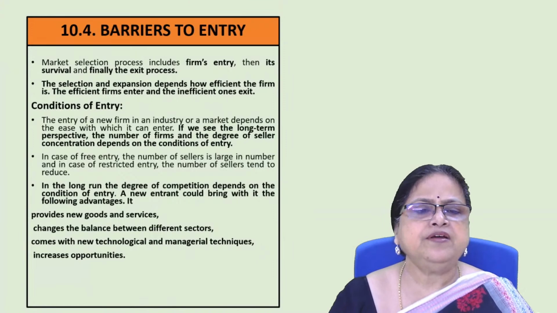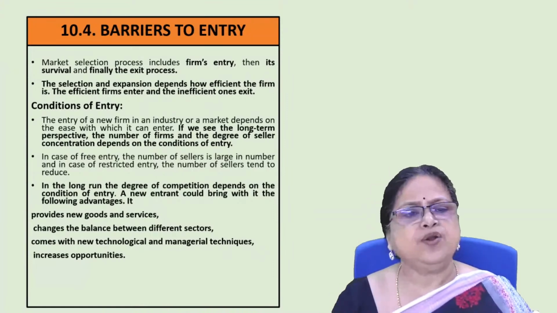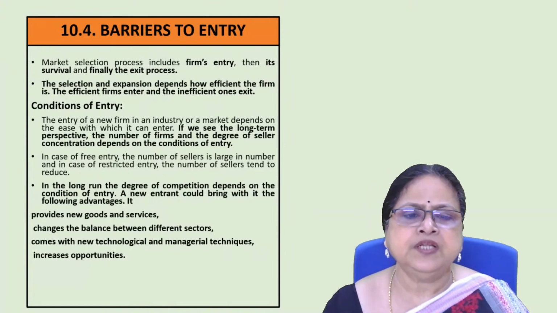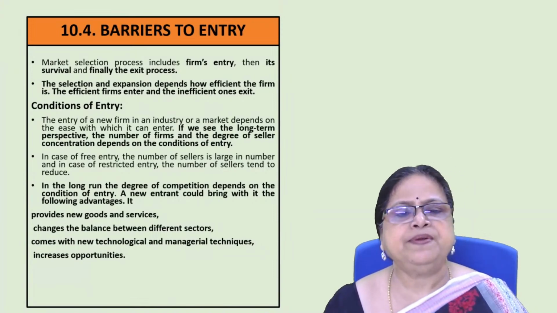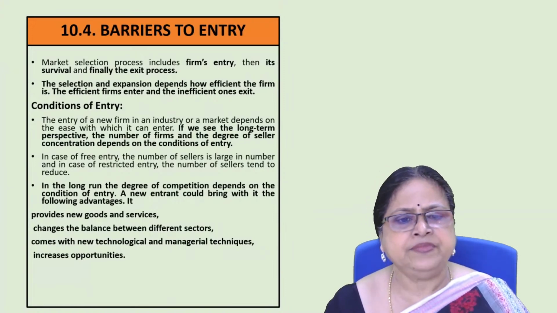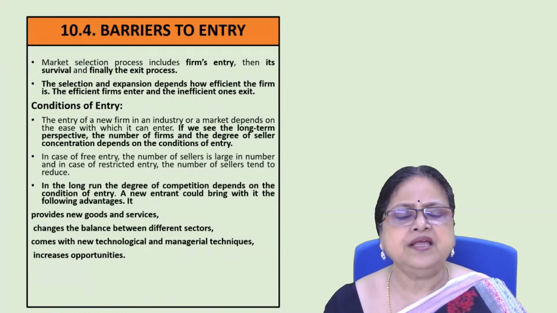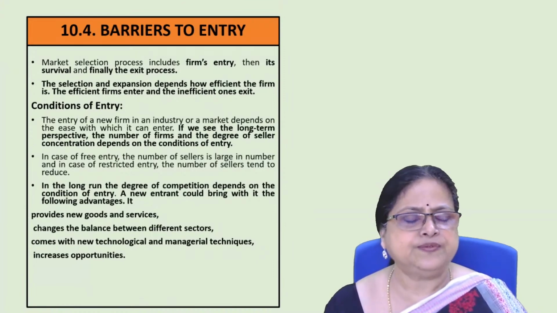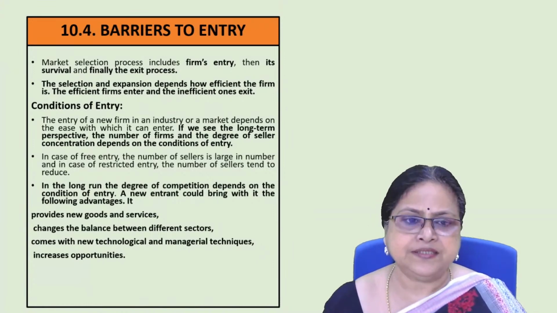The entry of a new firm in an industry or a market depends on the ease with which it can enter. If we see the long-term perspective, the number of firms and the degree of seller concentration depends on the conditions of entry. If it is free entry, then the number of sellers is large, and in case of restricted entry, the number of sellers tends to reduce. In the long run, the degree of competition depends on the conditions of entry.